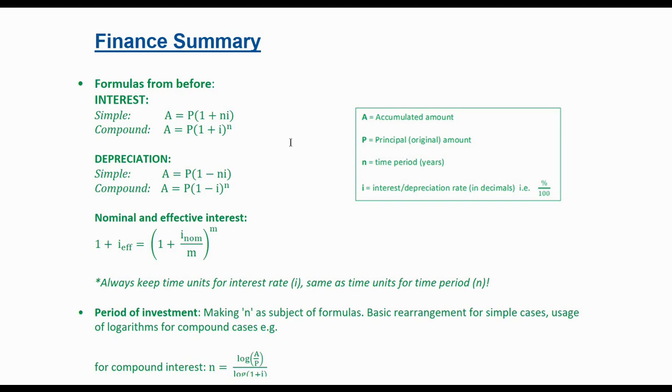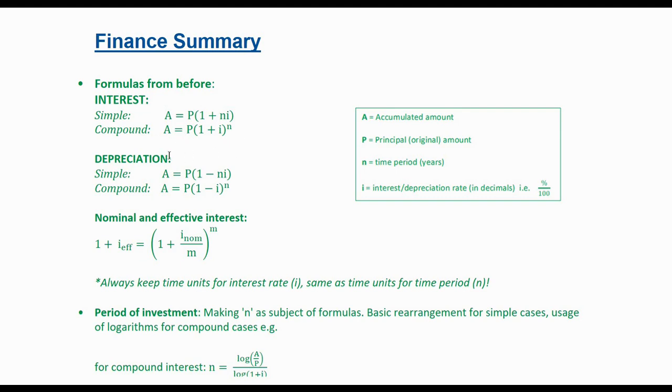That being said, the first of these formulas related to interest, where you have simple interest, which states that A equals P times (1 plus N times I), and compound interest, which states that A equals P times (1 plus I) to the power of N.